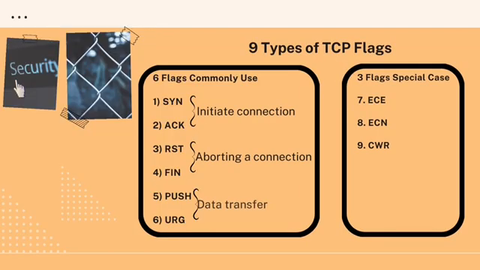Next, I will explain the types of TCP flags. There are 9 types of TCP flags: 6 flags which are commonly used in the network, and another 3 flags for special cases. I will go through the 6 commonly used flags first, then the other 3. The first one is the SYN flag, next are acknowledgement, reset, finish, push and urgent. SYN and ACK flags are used to initiate a connection. Reset and finish are used to abort a connection. Push and urgent flags are used for data transfer. So I will explain one by one.